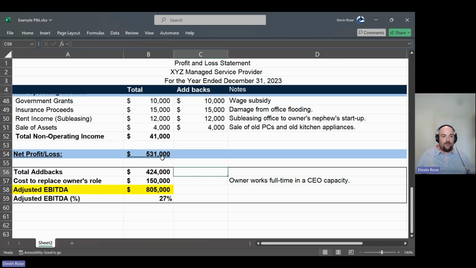So we take net profit and loss, we add the total add backs, we subtract the cost to replace the owner's role, and then we come up with a total here of $805,000 adjusted EBITDA. It's worth noting the adjusted EBITDA percentage too. This is the adjusted EBITDA divided by total revenue. In this case, it's 27%. And this is one of the metrics we will also use for the valuation. So I'm just going to flip back to the PowerPoint for a second here.